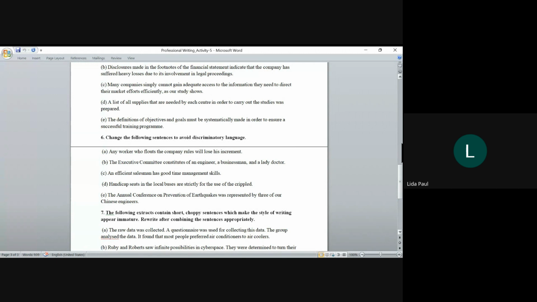Correct. Handicap seats in the local buses are strictly for the use of the crippled. Yes. Now, this language is basically in connection with the physically challenged, right? What would be the neutral words that you can use? Instead of handicapped, we can use specially able. Sorry? Instead of handicapped, we can use differently able or specially able. So how are you going to write it?